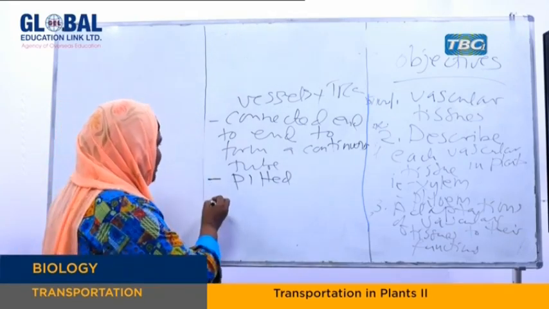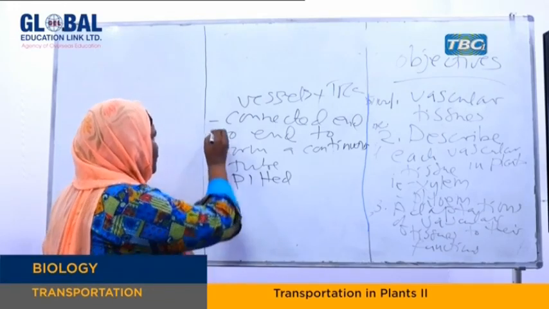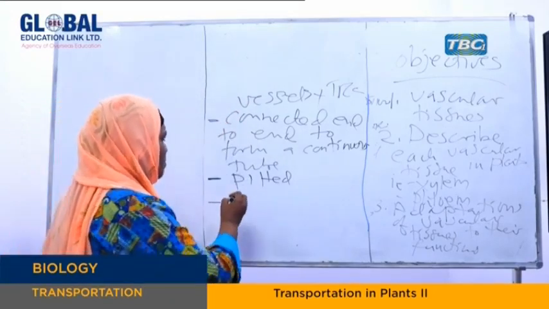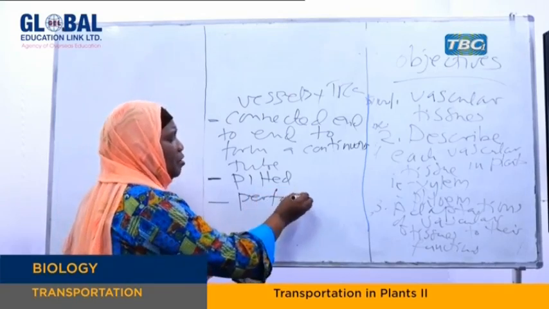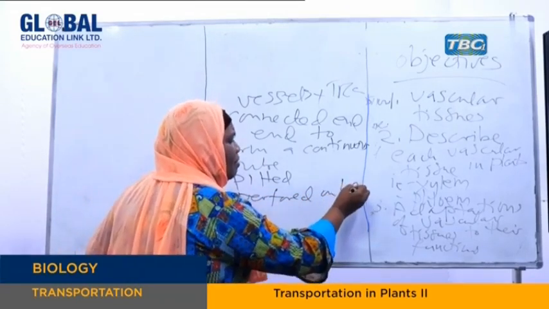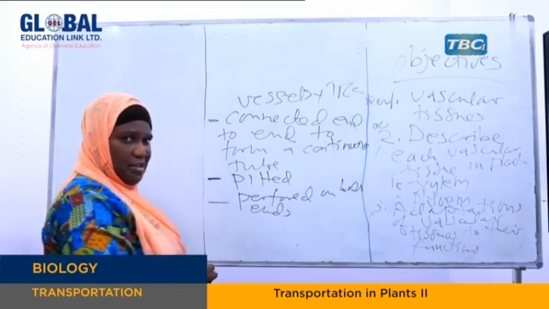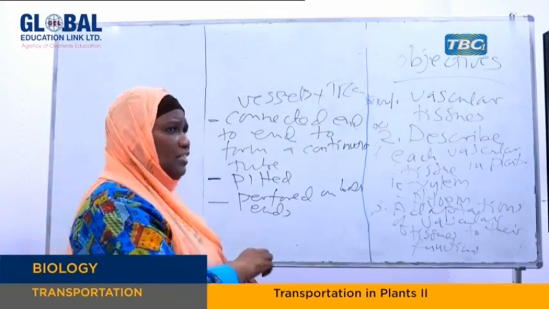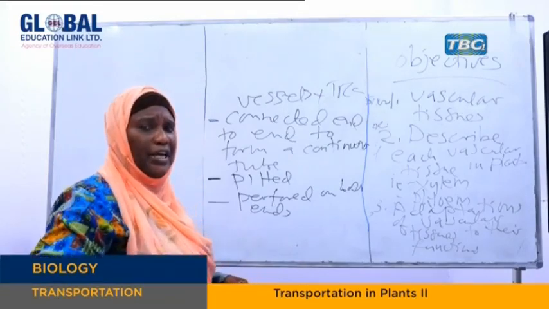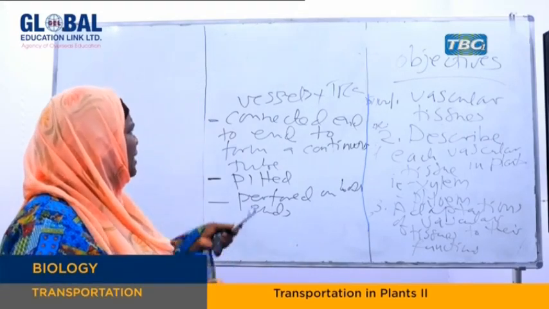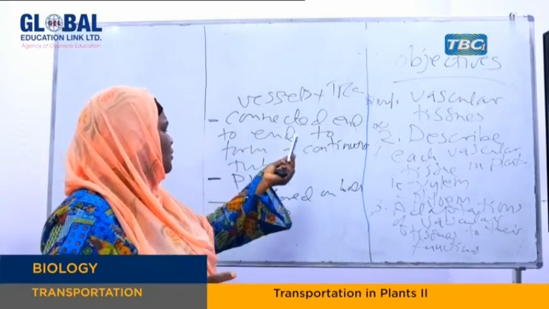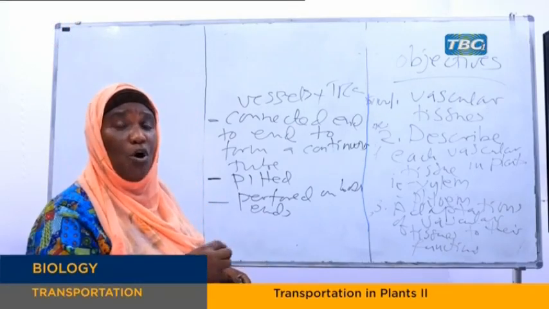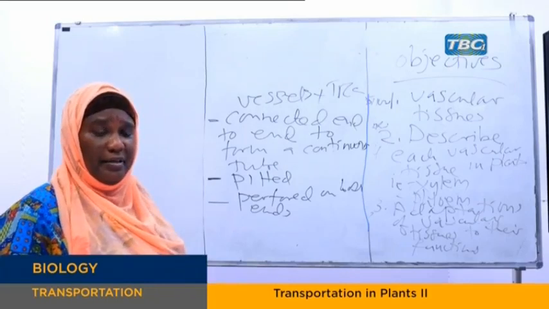Then you may check the case of vessels. We said that vessels are perforated on both ends. Why perforated? In order to make a continuous flow of water without any obstructions. But even in tracheids, which are not perforated, they have pits, which allow water to move smoothly.